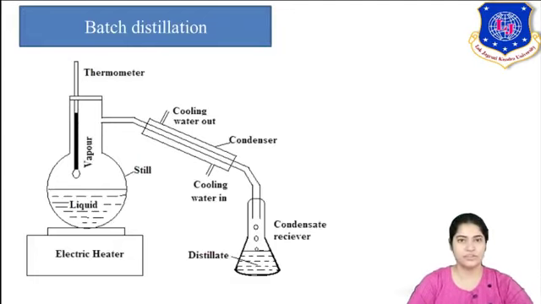Let's have a look at the pictorial presentation of batch distillation. You can see in a distillation flask, the liquid mixture has been taken. It's heated using a steam bath or electrical heater. A thermometer is attached so as to know the temperature. When the first bubble is formed, that is your bubble point, you note down the temperature. Gradually, as you are heating, vapors are produced, you are condensing them, and collecting the more volatile component as distillate.